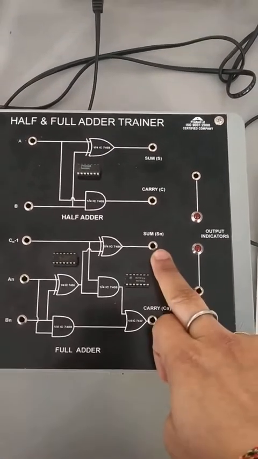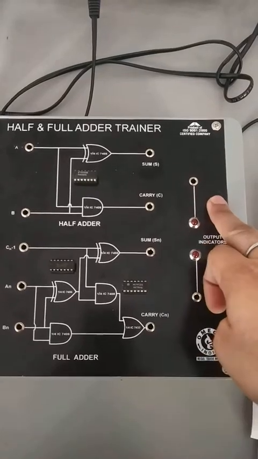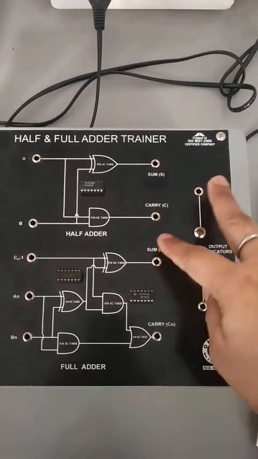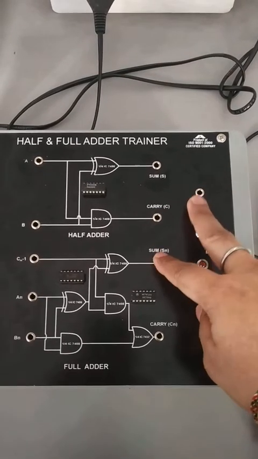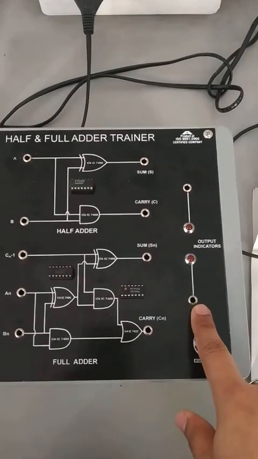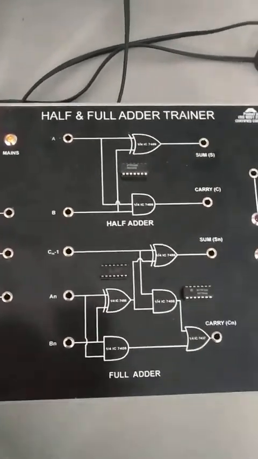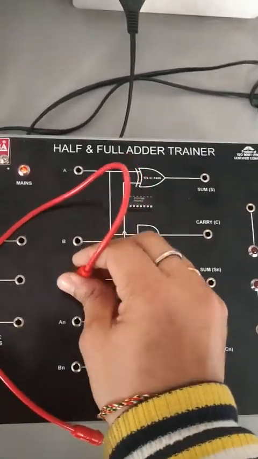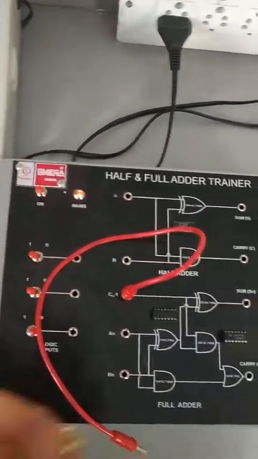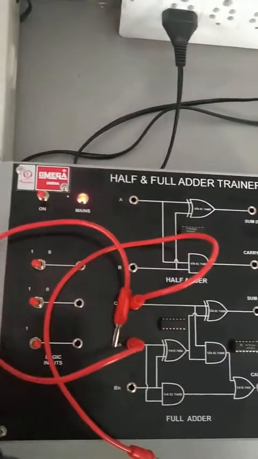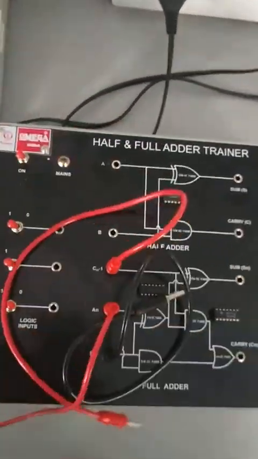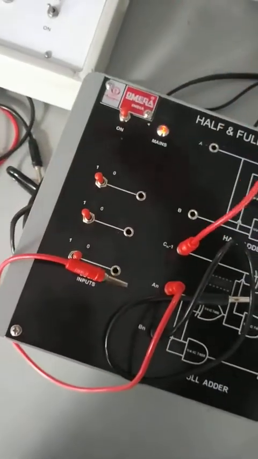Then again you have to connect this sum to the output indicators, from where you can get the outputs, whether it will be a 0 or 1. For carry, this will be a carry indicator. Now these will be the inputs: first A, second B, and then C. Let's see, I will just connect these inputs.